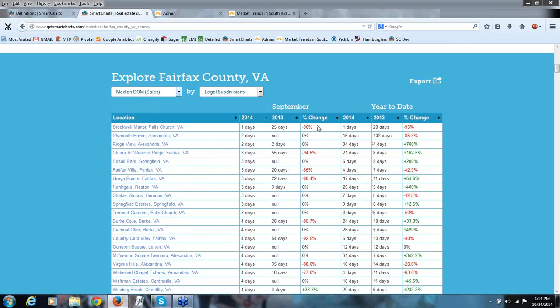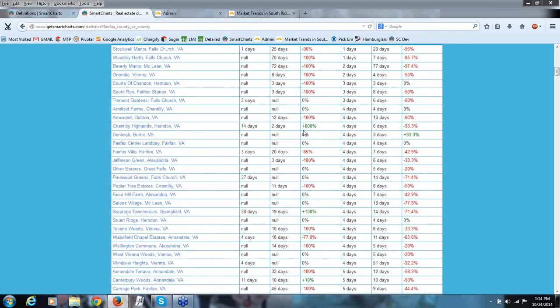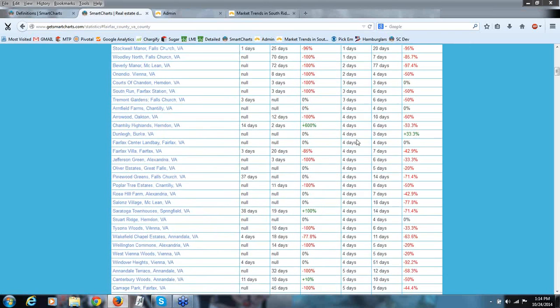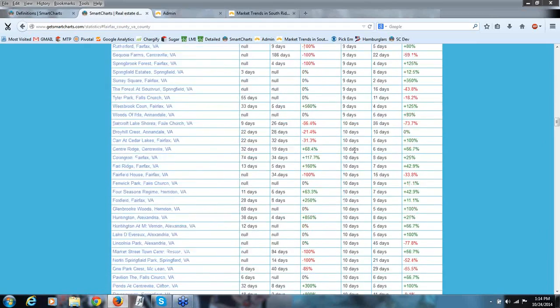So this is saying half the homes sold in more than this number of days, half sold in less. So if we look at this year to date, 2014, we can see those legal subdivisions that are selling fastest and those that are taking longer to sell.